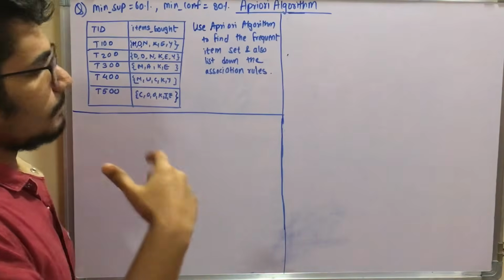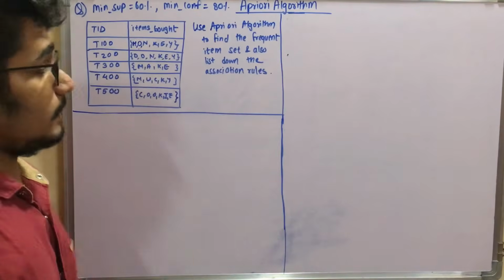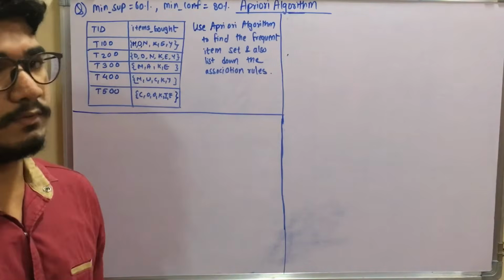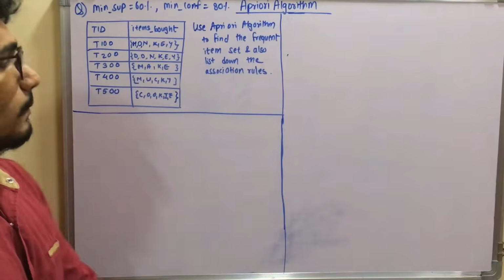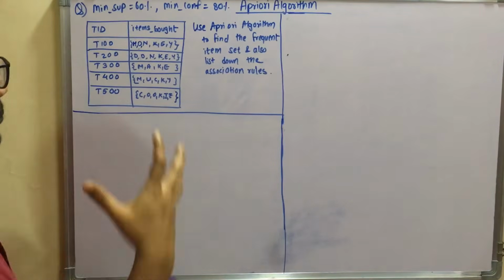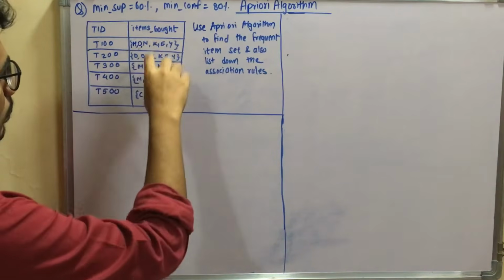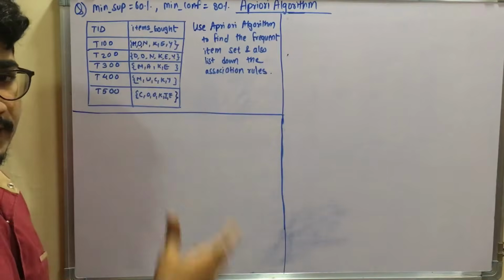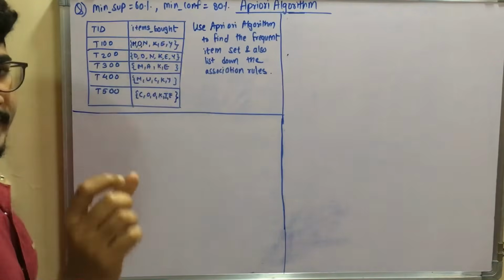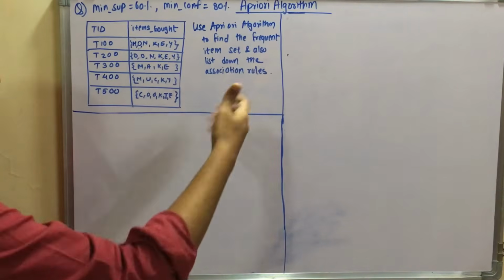Then the problem says you have to use the Apriori algorithm to find the frequent item set from this and also list down the association rules. From a basic analysis, applying some intuition, we can see that OKE and OKE from all this data of different transactional databases appear more frequently, and so it's the frequent item set.